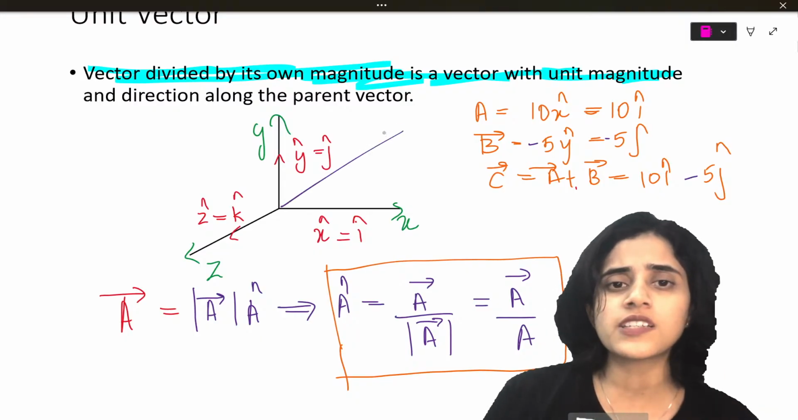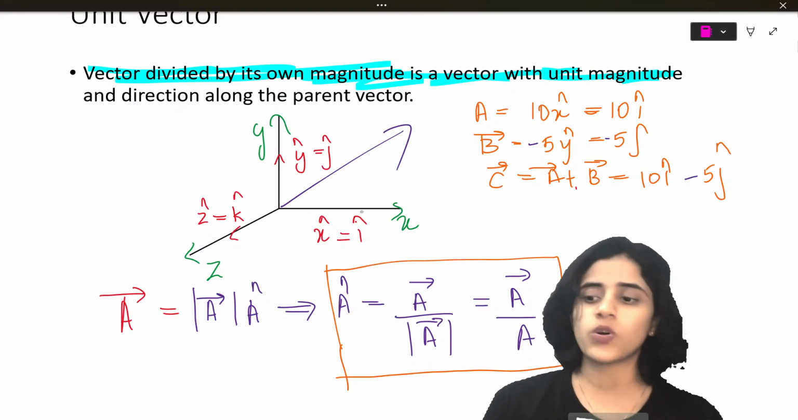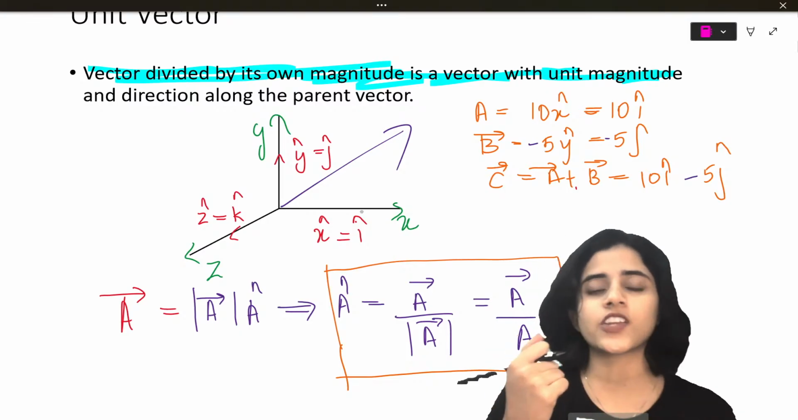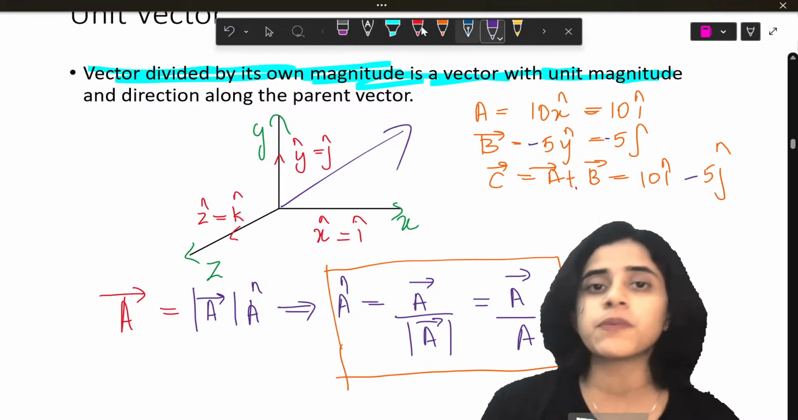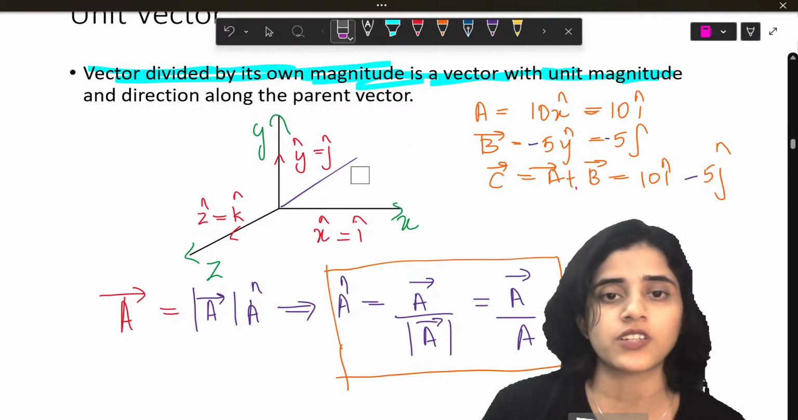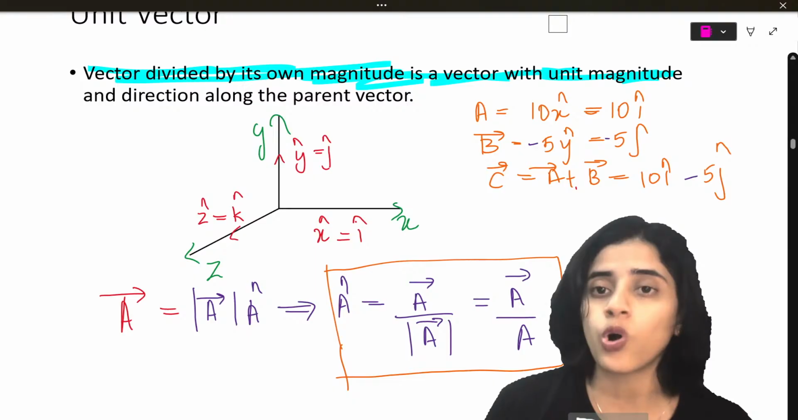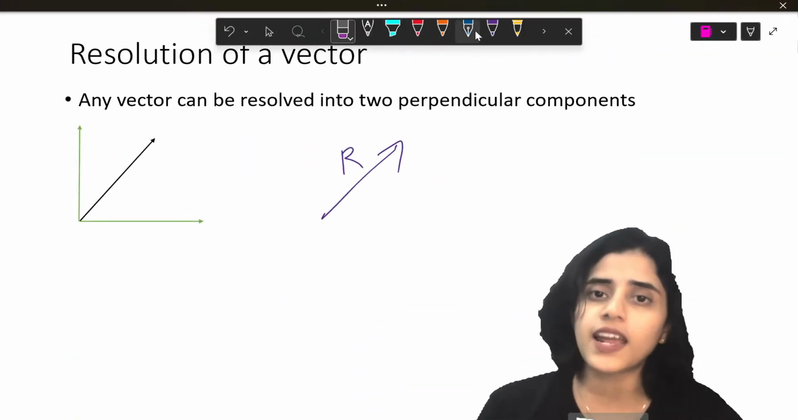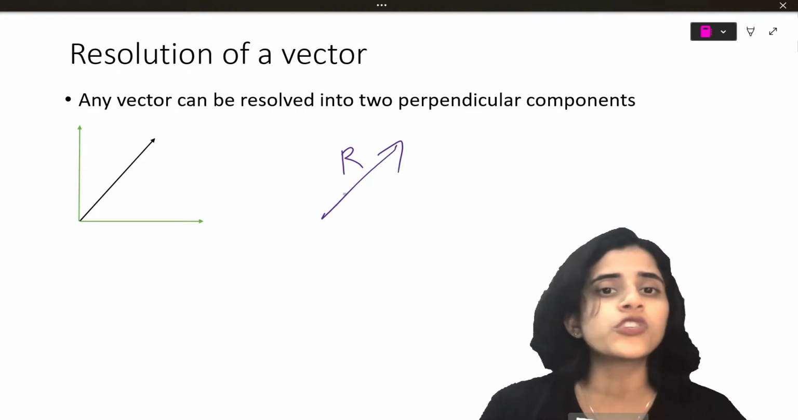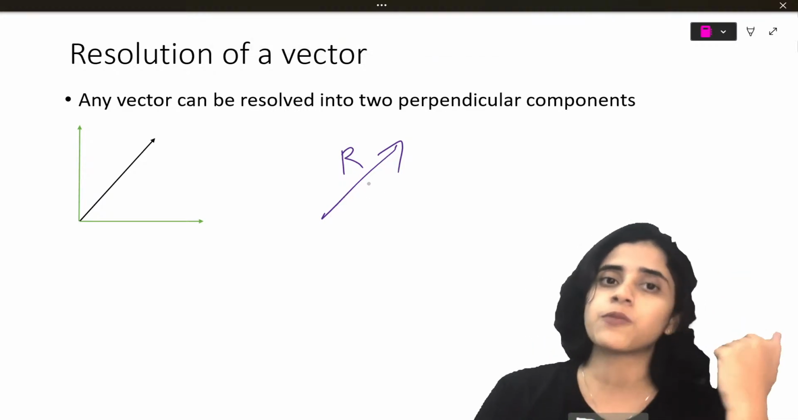But what if it's a random direction? What if it is not in the x direction or the y direction or the z direction? What happens if it is in a random direction? That is when you resolve the vector. You can see this R is in a random direction, so you don't know if it's along x cap or y cap or z cap.